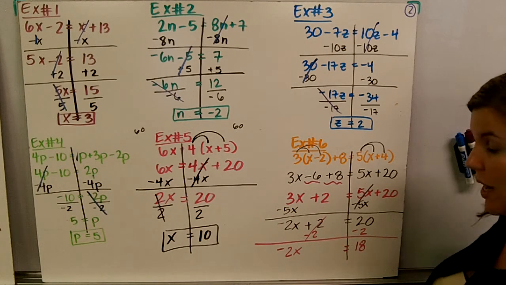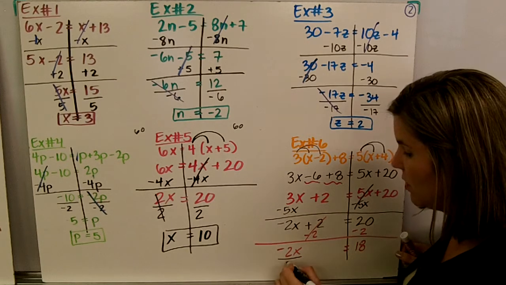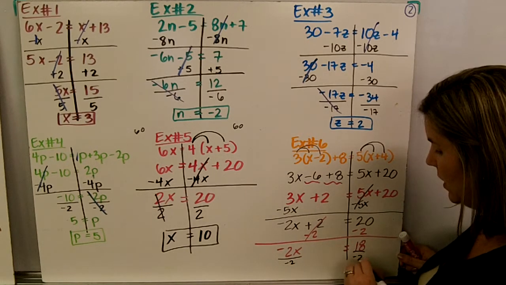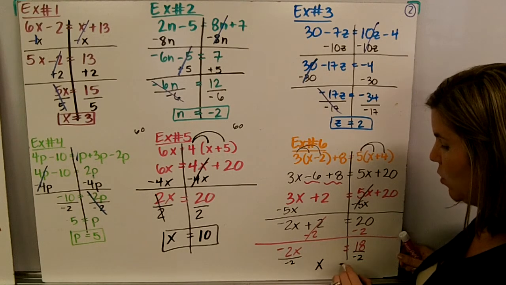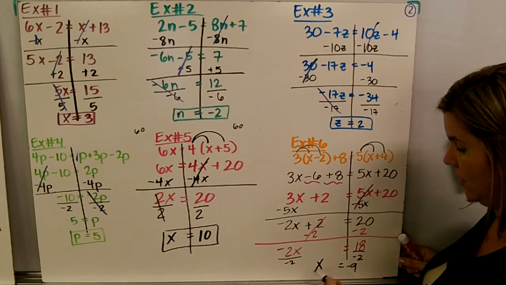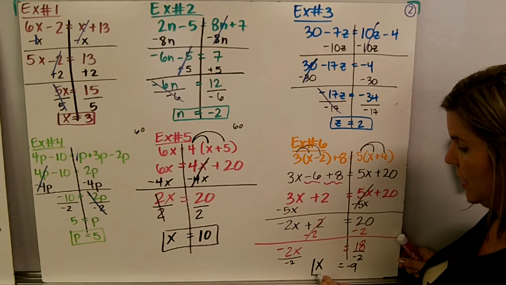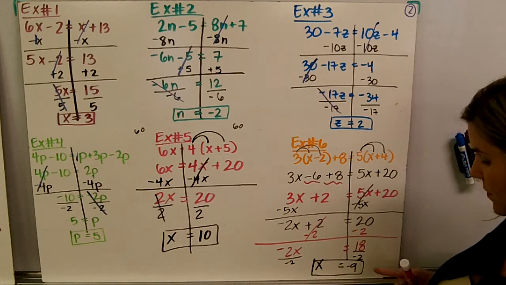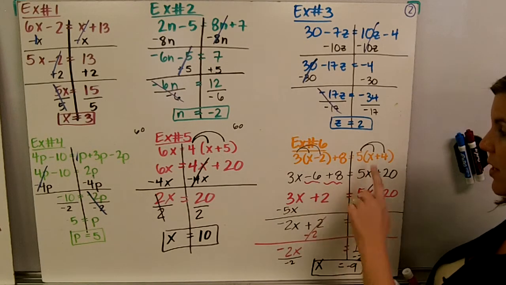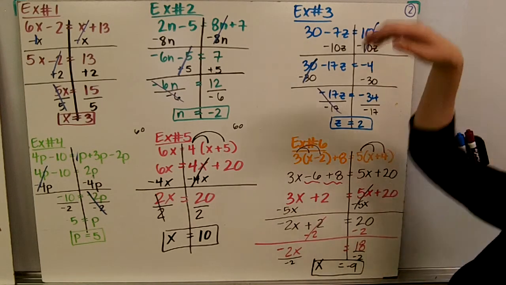I have negative 2 times x, so I'm going to divide both sides by negative 2. So x equals negative 9. 18 divided by negative 2 is negative 9. And you can take negative 9 and plug it in where x was on both sides of the equation to check your answer.